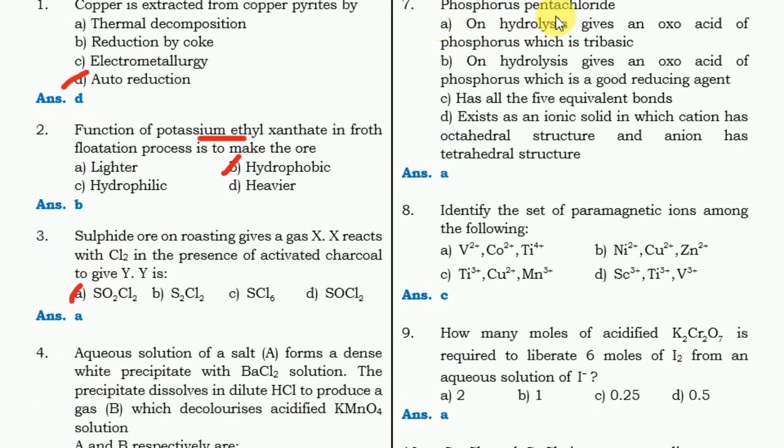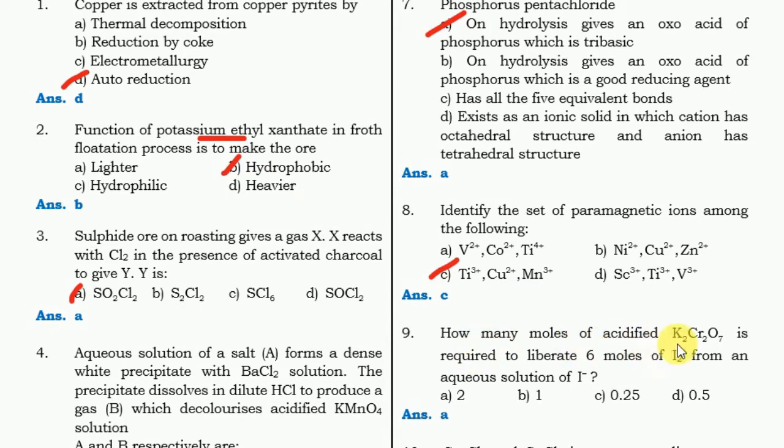Okay, you just look for the keyword. Identify the set of paramagnetic ions among the following. For this one the correct answer is option C. Next one: how many moles of acidified? For this one the answer is option A, 2.